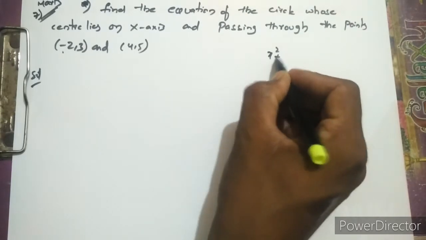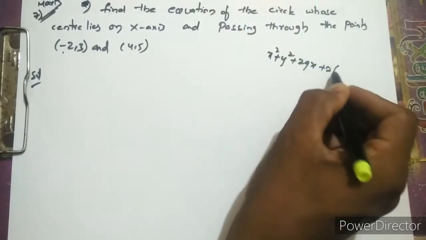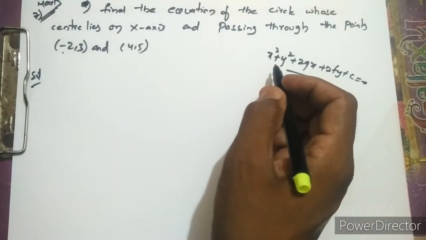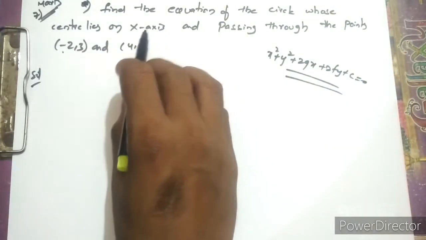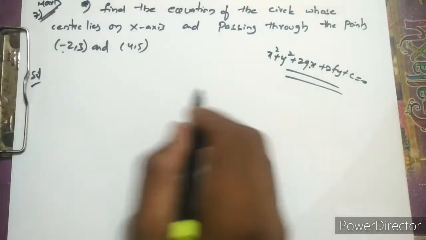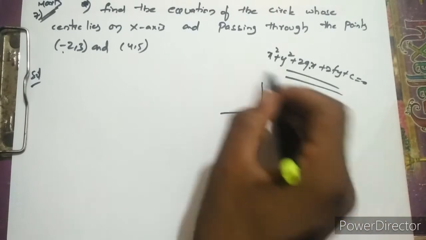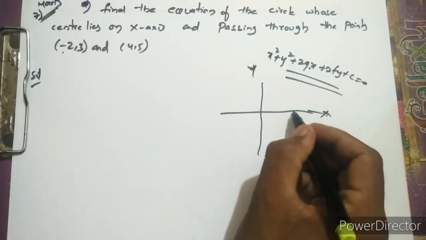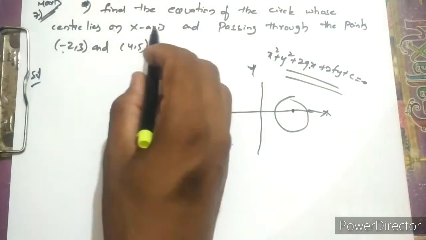What is the general equation of the circle? x square plus y square plus 2gx plus 2fy plus c is equal to 0. This is a general circle equation. So whose center lies on the x-axis. So this is a coordinate axis, this is the x-axis and y-axis. This is the center and this is the circle. So the center lies on the x-axis.